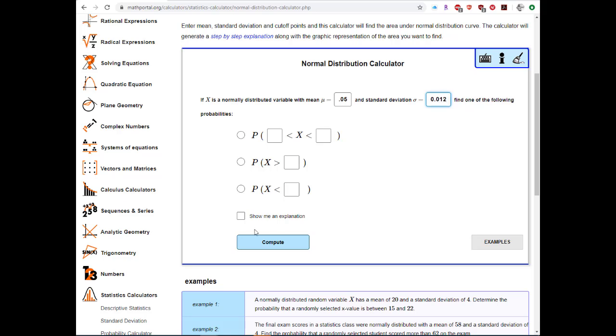Okay, and we are going to be concerned with p-values when x is less than, and this is asking for the p-hat, and our p-hat was 0.06. And let's go ahead and click where it says show me an explanation and hit compute.